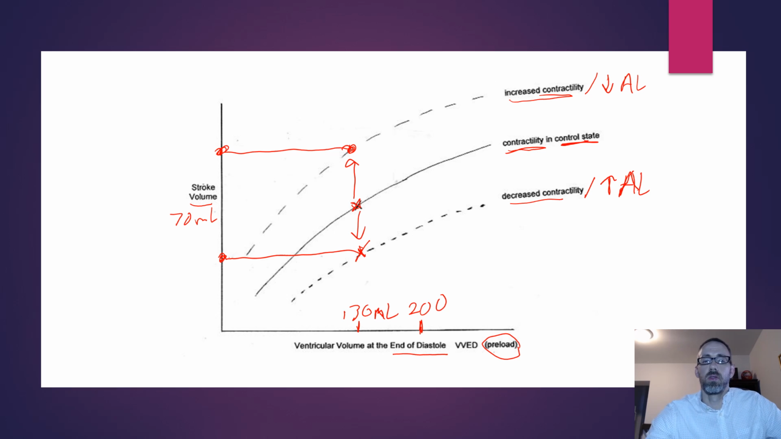So the only way I shift off the normal curve is, again, I would shift upward if there's an increase in contractility or a decrease in afterload. I would shift downward if there's a decrease in contractility or an increase in afterload. And finally, if afterload and contractility remain normal, then any change in my volume would just be reflected as changes on the normal curve.